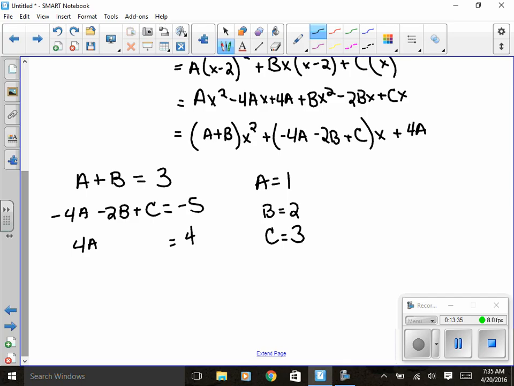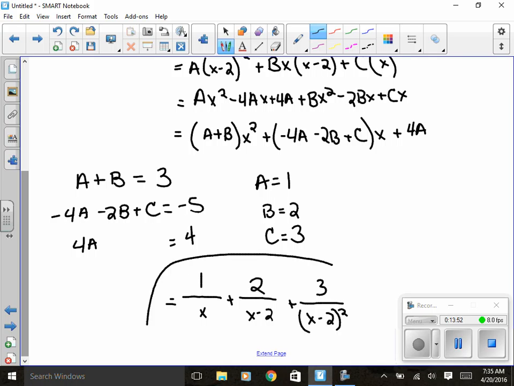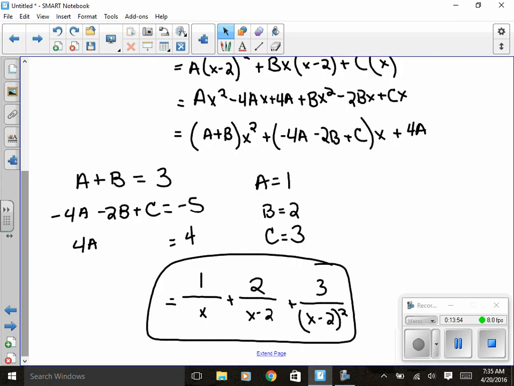So now, as you can see, we've used that same pattern throughout. Now I'm going to go ahead and write my final answer, and that's 1 over x plus 2 over x minus 2 plus 3 over x minus 2 squared. I know this is kind of fast, but I hope you guys can see that the pattern keeps repeating itself, such that the more that you practice this, the easier it's going to get because, like I said, the pattern repeats itself.